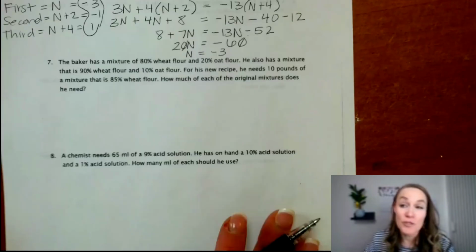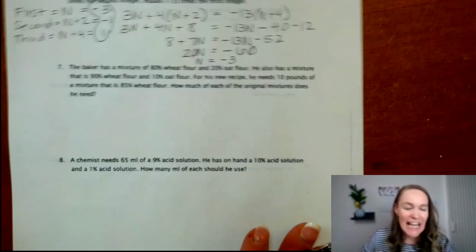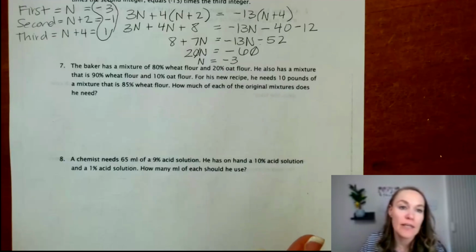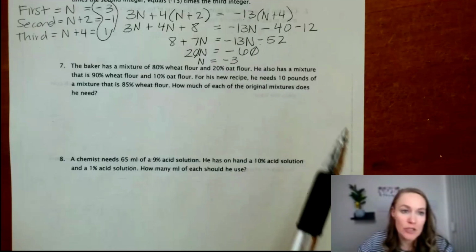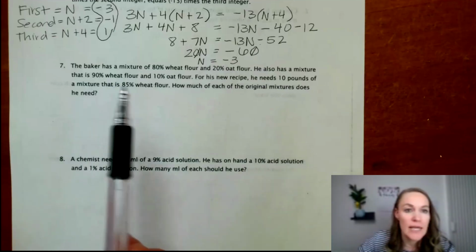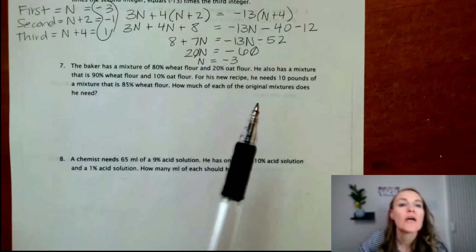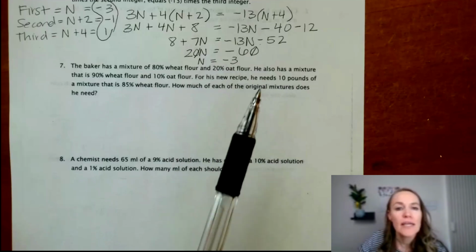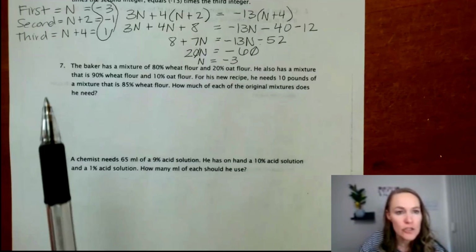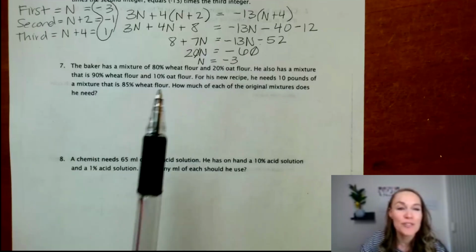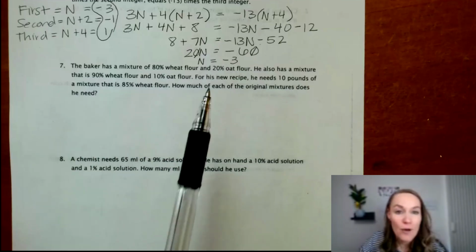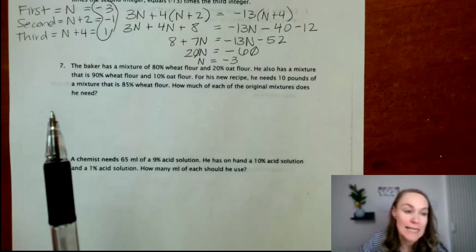Okay, we get to do some percentages now. The baker has a mixture of 80% wheat flour and 20% oat flour. He also has a mixture that is 90% wheat and 10% oat. For his new recipe, he needs 10 pounds of a mixture that is 85% wheat flour. How much of the original mixtures does he need?